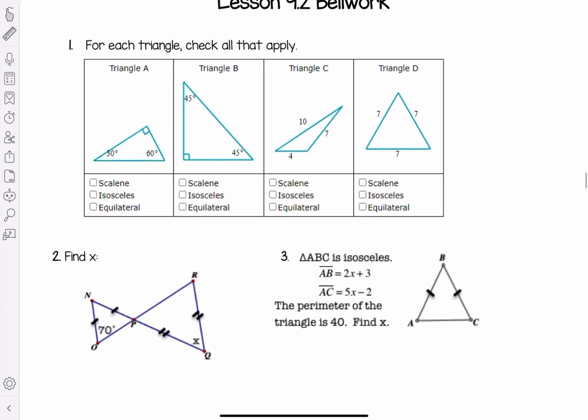Number one, we want to classify each of the triangles, and we want to remember that scalene means that they only have one side. Isosceles means they have two sides in common. Equilateral means three. I can also do this by angle because since I have 30, 60, 90, they're all different angles, meaning it's scalene. 45, 45, 90 means it's isosceles. 4, 7, 10, all different, scalene. 7, 7, 7, that means I have not only three sides congruent, but two, so it's an equilateral and isosceles triangle.